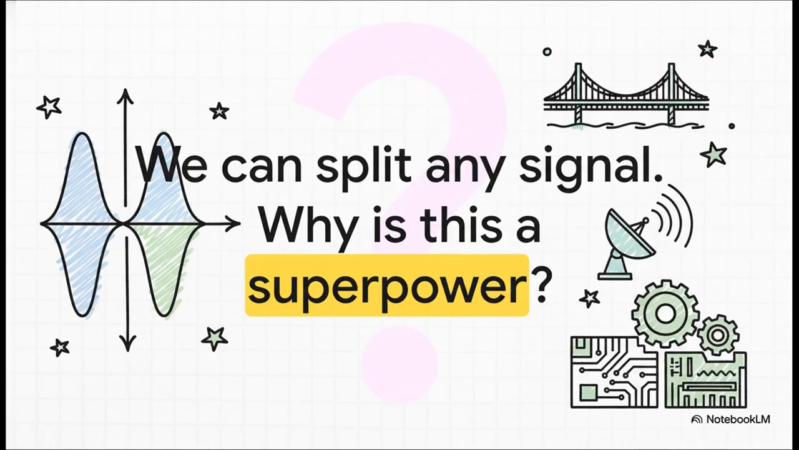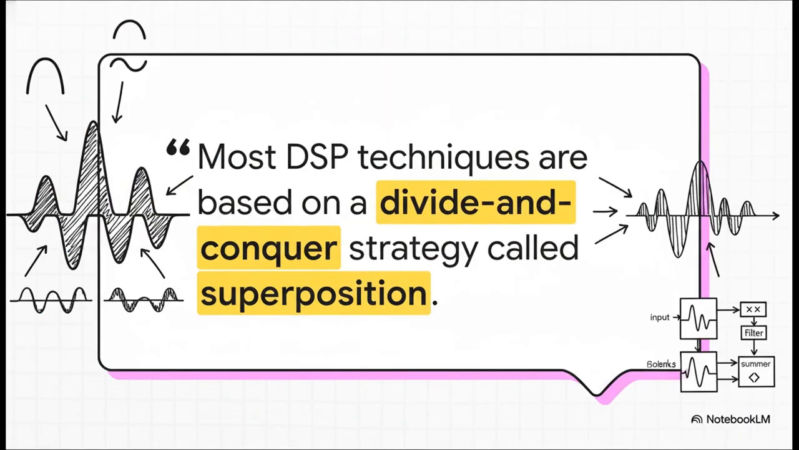All right, so we've got this cool math trick. We can split any signal. But so what? Why did I call it a superpower? What's the actual practical payoff here for scientists and engineers? Well, the answer comes down to a classic strategy: divide and conquer. And this quote really nails it.